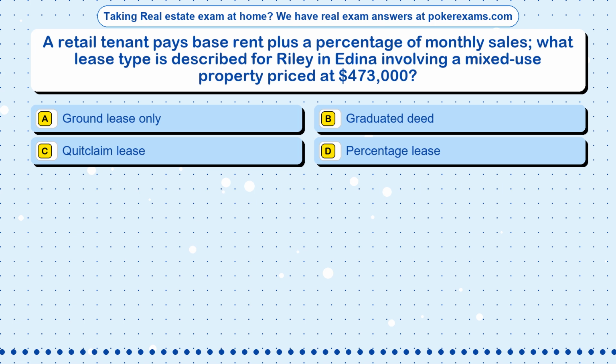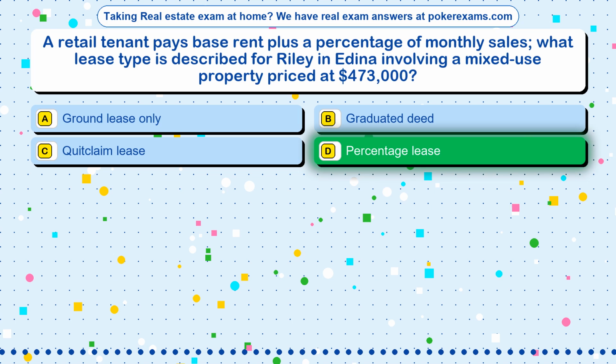Question 4. A retail tenant pays base rent plus a percentage of monthly sales. What lease type is described for Riley in Edina involving a mixed-use property priced at $473,000? Option A. Ground lease only. Option B. Graduated deed. Option C. Quitclaim lease. Option D. Percentage lease.